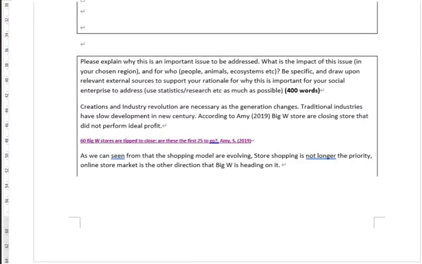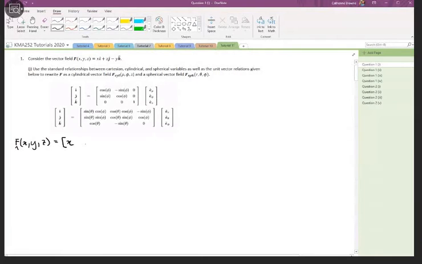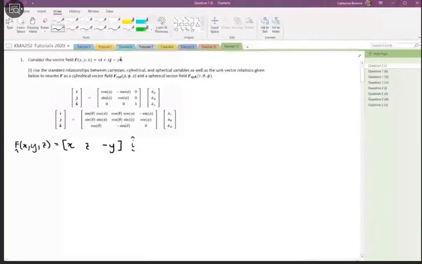So my vector field is x z, minus y, and that's by i, j, k.